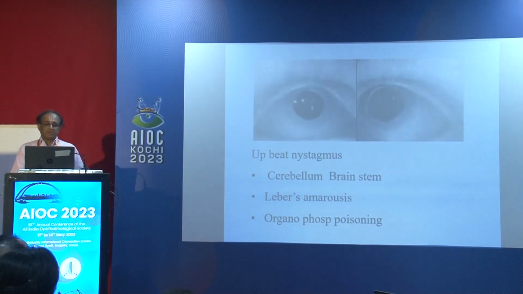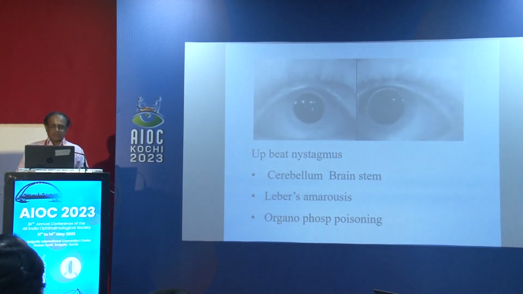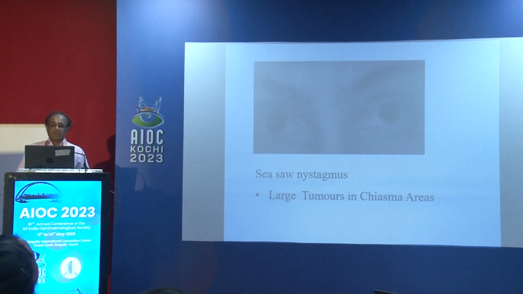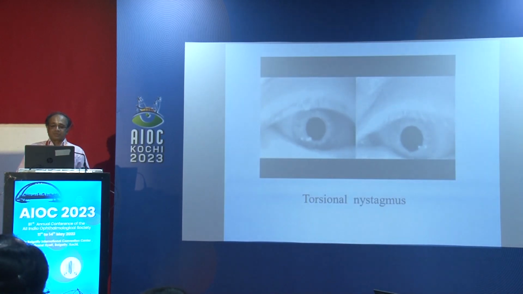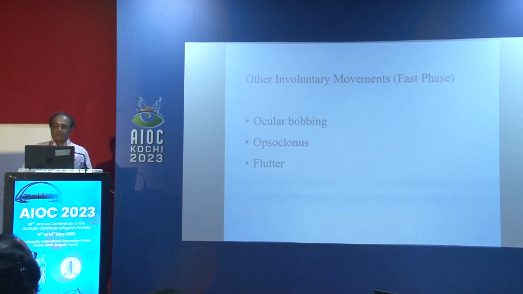An upbeat nystagmus is usually due to lesions in the brainstem, with other features of brainstem lesion also being there. So this will give you a clue about the location of the lesion. Seesaw nystagmus, again, chiasmal lesions can precipitate this type of nystagmus. Torsional nystagmus, then retraction nystagmus due to dorsal brainstem syndrome, can also be an indication.